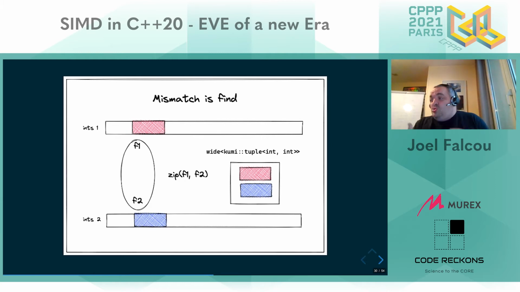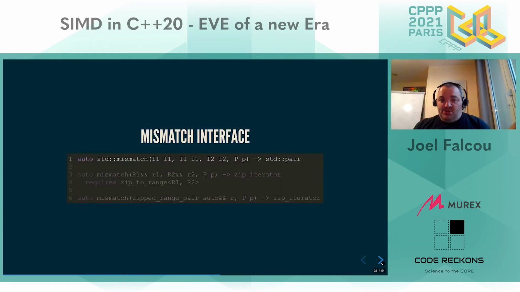And it's a wide because whenever you do an operation on that, it will just operate on both ints at the same time. So I can actually zip those pointers, load them as a wide of tuple of int, and then do my mismatch. And once we have these zip abstractions, you could also change the way you look at the implementation of mismatch in terms of interface.